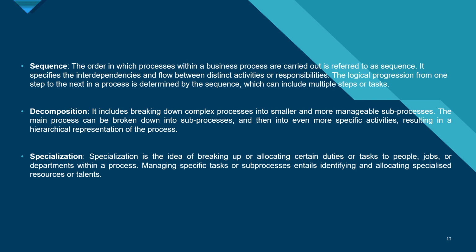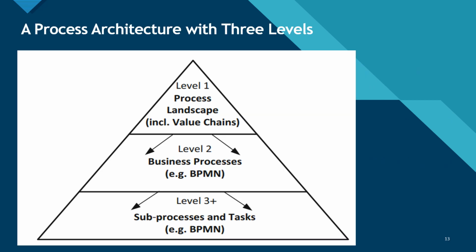And what is specialization? Specialization is the idea of allocating certain duties or tasks to people, jobs, or departments within a process, managing specific tasks or sub-processes, allocating specialized resources or talents. Specialization, again, we have seen in the last value chain model, where the job handling was divided into two, for different countries. All right, let's go to the next slide.